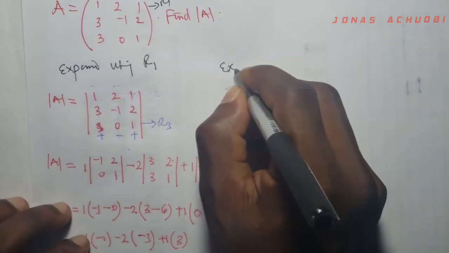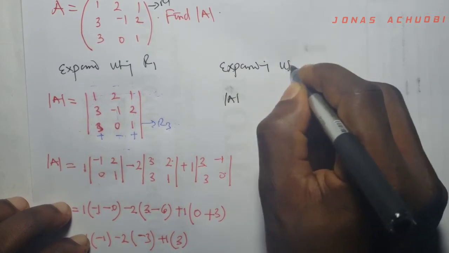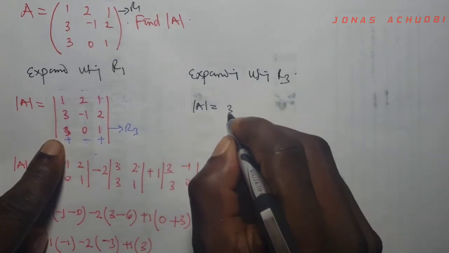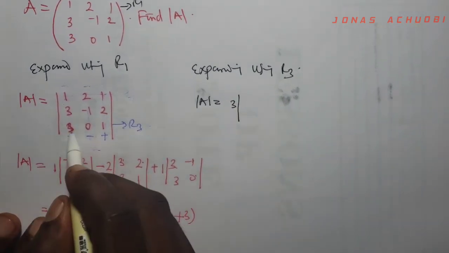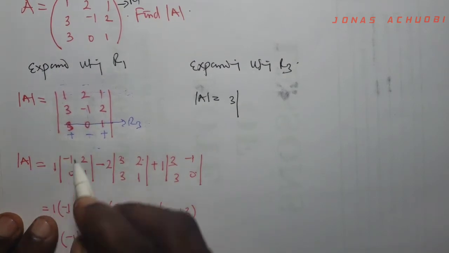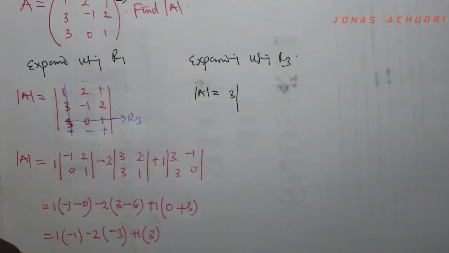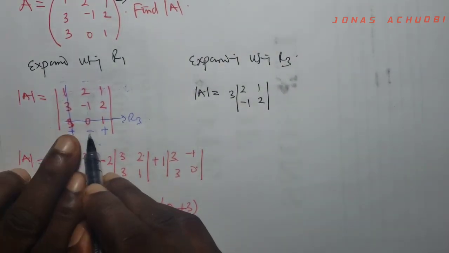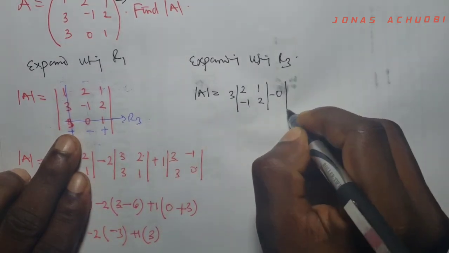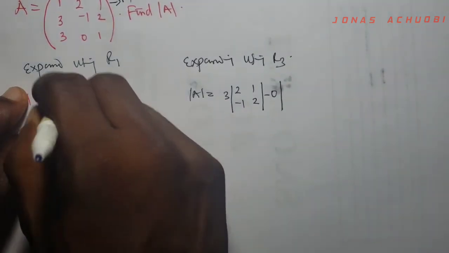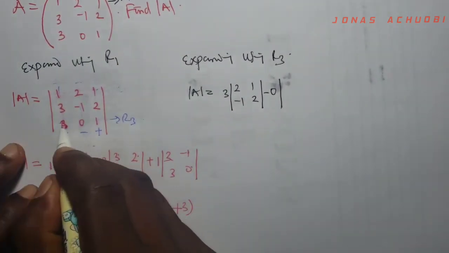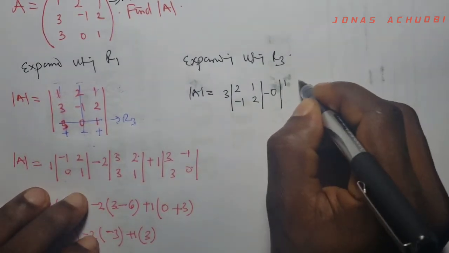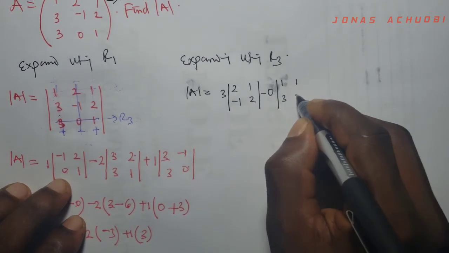We are now expanding using row 3. That will now become plus 3. So what is the determinant after? 3 is in row 3, so we take row 3 elements out, and then column 1, we take that out. What is left is 2, 1, -1, and 2. Good. This one is minus 0. What is left? We go back here and repeat. The 0 is in row 3 and column 2, so we take those off. What is left is 1, 1, 3, and 2.